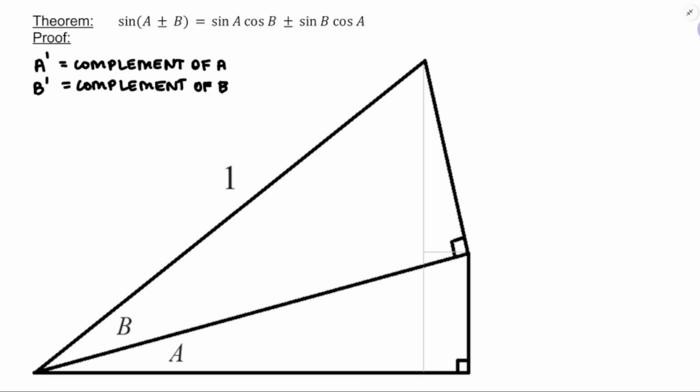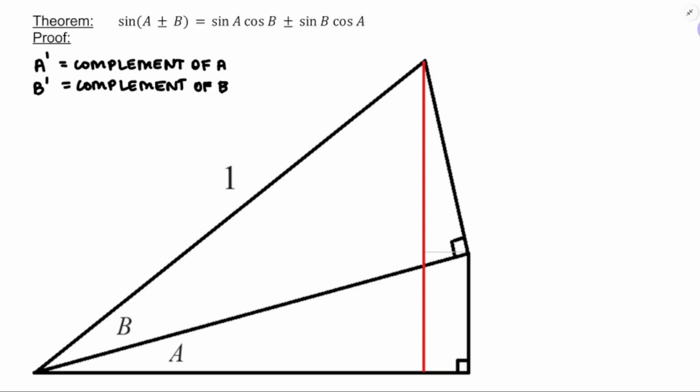Okay, now to show the angle addition formula for sine, I'm going to use a more geometric approach. I'm going to use these two triangles that are stacked on top of each other. And I just want the hypotenuse of the triangle with angle B in it to be 1. Okay, now really what we're going for is the height of this red line. That's going to be the sine of A plus B.